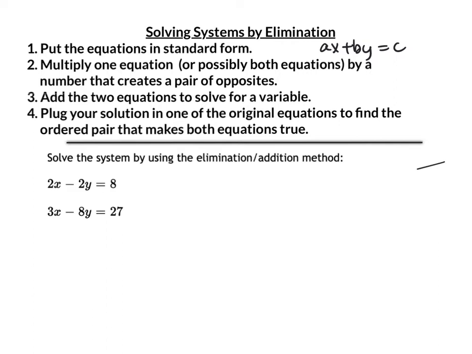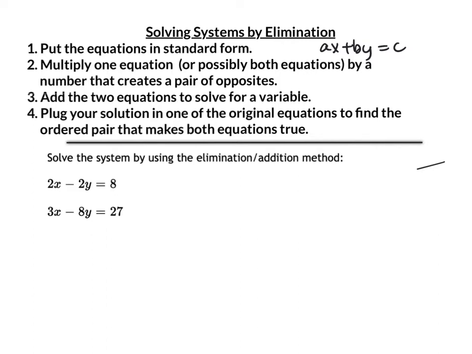So we'll add the two equations once we have the pair of opposites, and we'll solve. And we'll get one of those values, one of the coordinates of the ordered pair, and we'll plug that back in one of the original equations and find the other value, creating an ordered pair. And again, it's where two lines intersect. It's the point that makes both equations true. Let's take a look at an example.